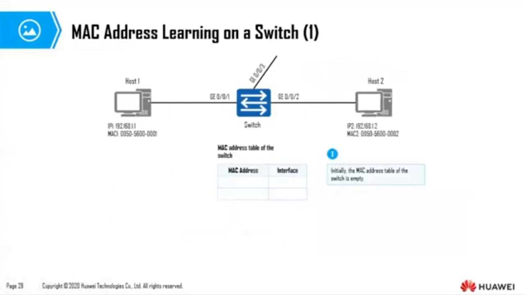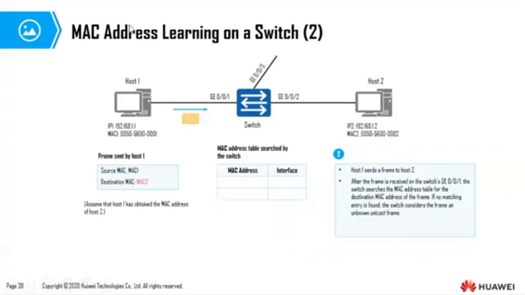Okay, so let's look at the process by which the switch learns MAC addresses. Initially, please note that at the initial stage, the MAC address table of the switch is what? Is empty, meaning we do not have any MAC address.